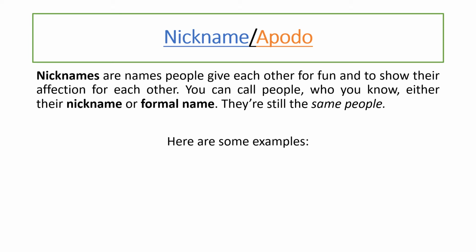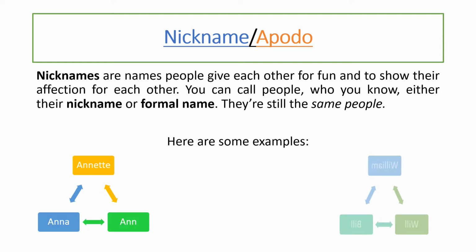Here are some examples of some common formal names and nicknames. So you see Annette, you can either call her Anna or Ann as a nickname. Or William, you can call him Will or Bill for a nickname. It's still the same people. And we'll see that equivalent fractions, they're still the same numbers, but we might just give them different delineations.